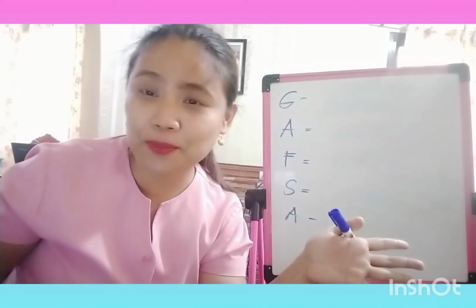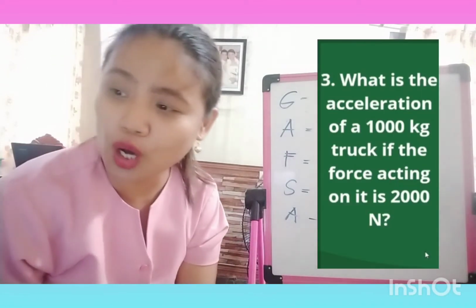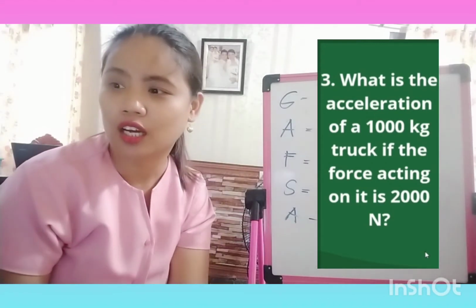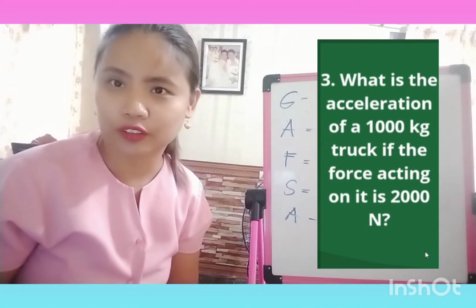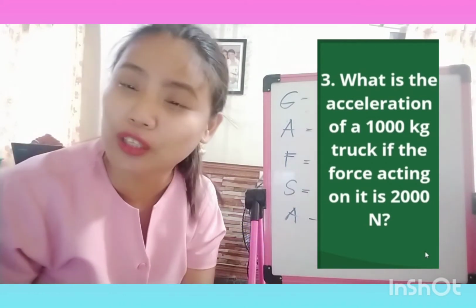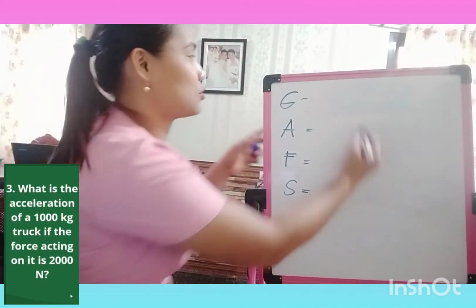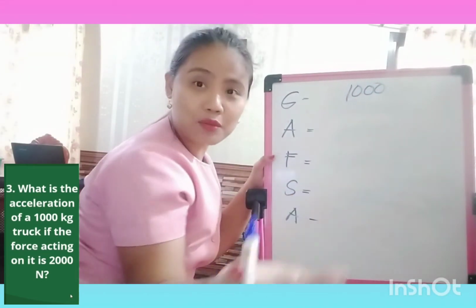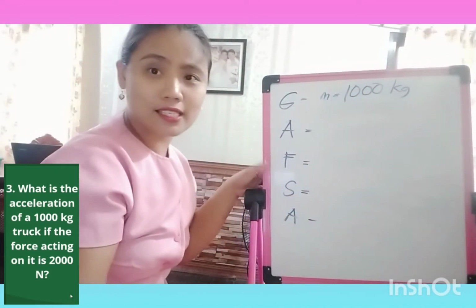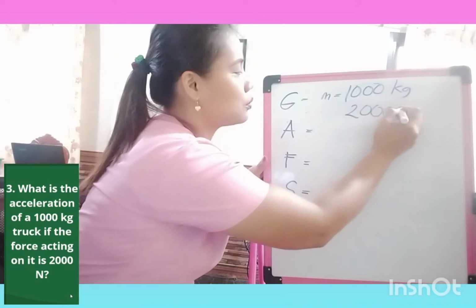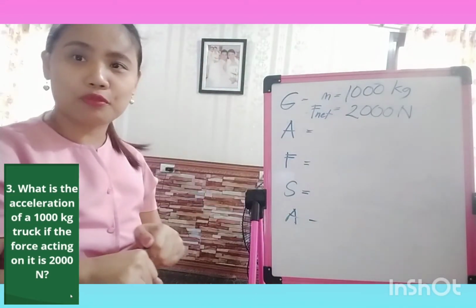And for the last problem for this session, we have: what is the acceleration of a 1,000 kilogram truck if the force acting on it is 2,000 Newton? Can you identify what are the given in the problem? Very good. So we have 1,000 kilogram, that is the mass, and we have 2,000 Newton, the net force, or the sum of all forces.